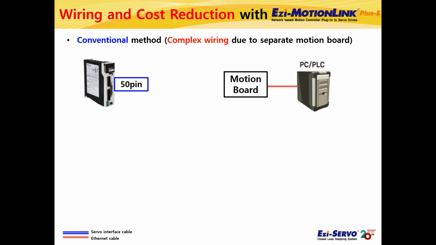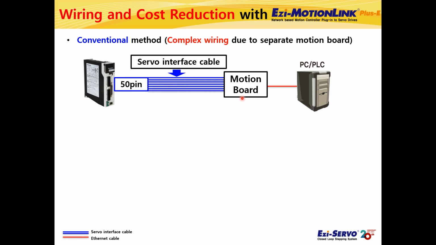As previously explained briefly, conventionally, a separate motion board was required to control the 5-axis of the Ezi-SERVO, and wiring was complicated because many bundles of long wires had to be connected to the motion board through the servo interface cable of the Ezi-SERVO drive. This inconvenience can be solved by using our product, Ezi-MOTIONLINK Plus E.